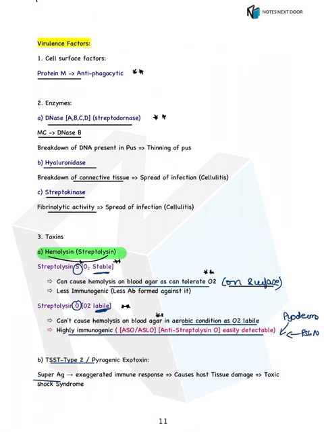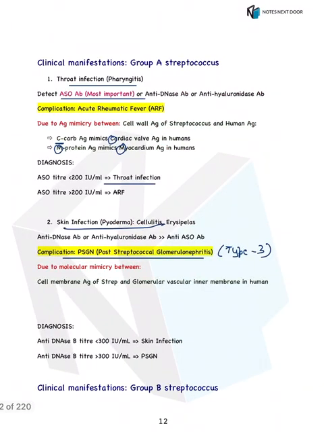Okay, then you have toxic shock syndrome type 2, which is again a super antigen like the Staphylococci. What are the manifestations? This can cause throat infection, which is known as pharyngitis, and if there is molecular mimicry for that, it can cause acute rheumatic fever. Why? Because the C carbohydrate of the antigen mimics the cardiac valve, and hence it can cause rheumatic heart disease. M protein antigen mimics the myocardium.